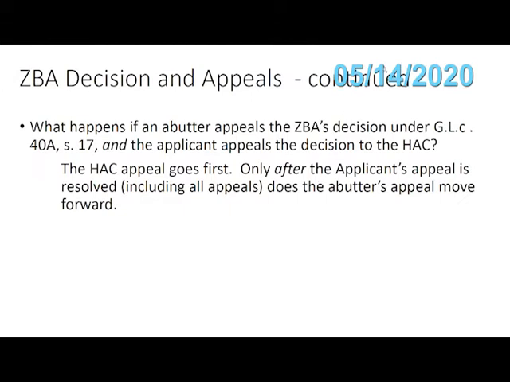So this is just where we left off. What happens if both parties, the developer and the abutter, appeal, the abutter's appeal gets frozen and the developer's appeal goes first? Could there be multiple abutter appeals? Of course. Oftentimes the town will try and consolidate those. I defer to Mike on strategy for that, but there could be, and there often are, multiple abutter appeals.